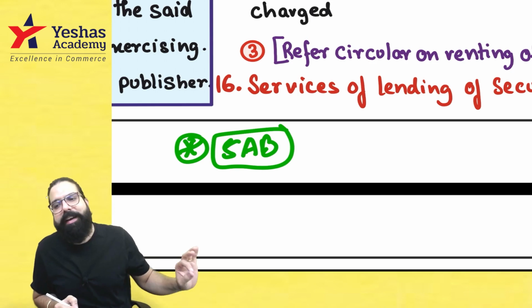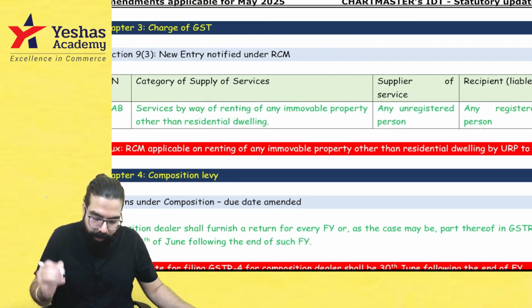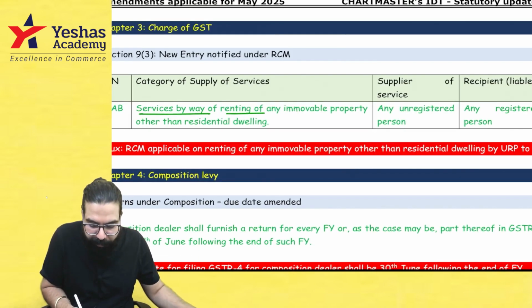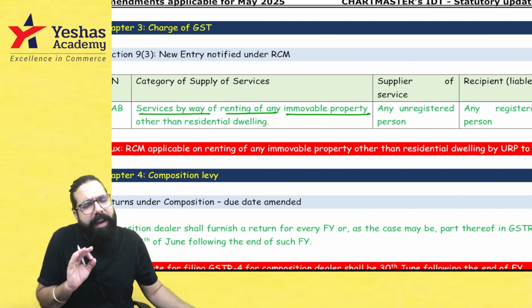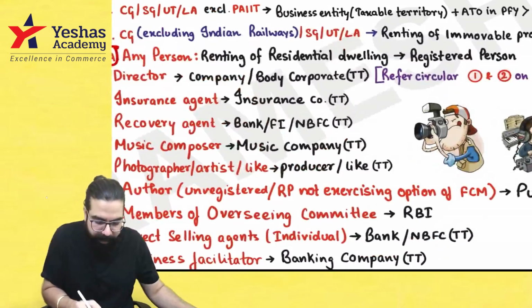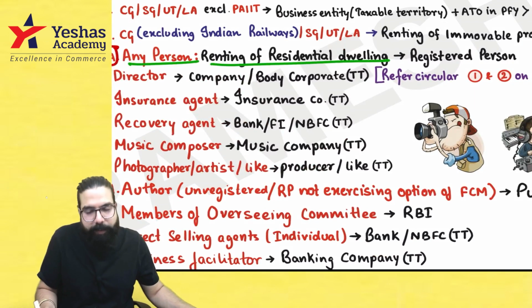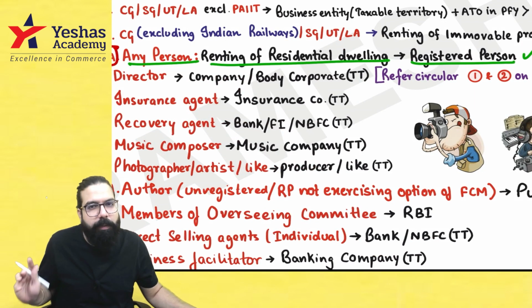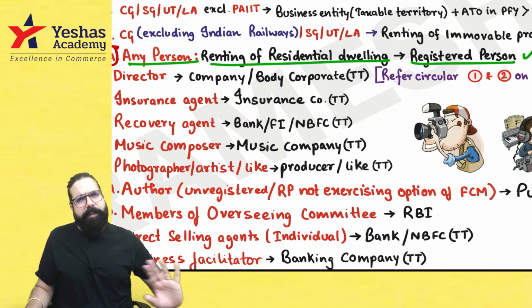Sir, what does this entry say? Listen. This entry says services by way of renting of any immovable property. For residential property, they had already covered that any person renting residential property to a registered person will pay GST under RCM. This you already knew.